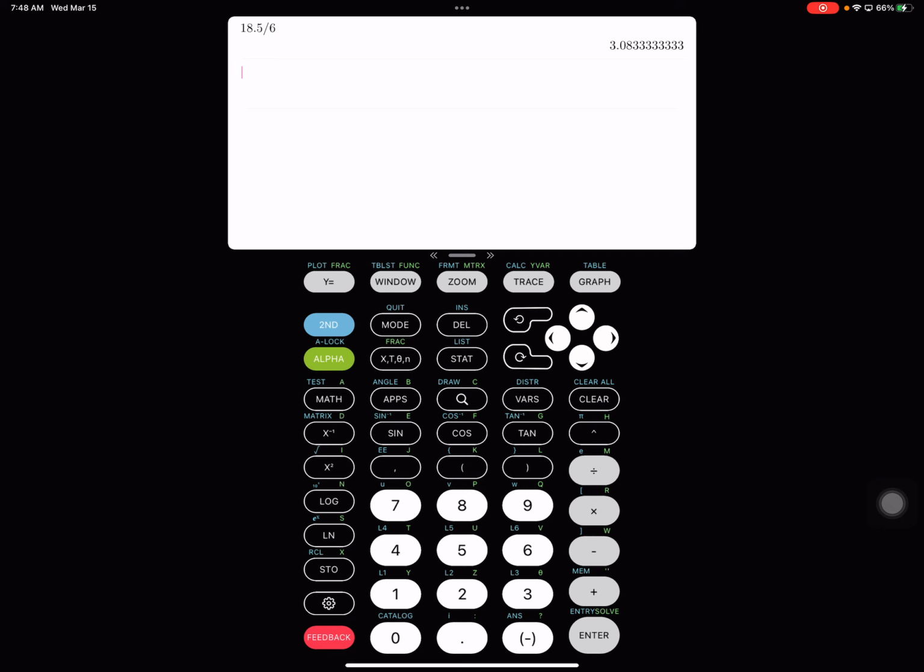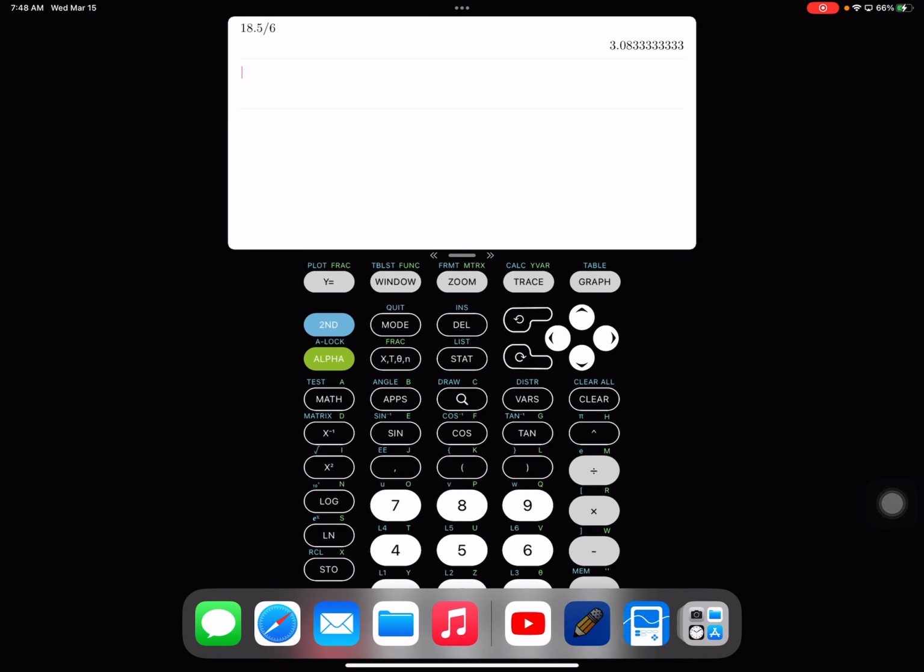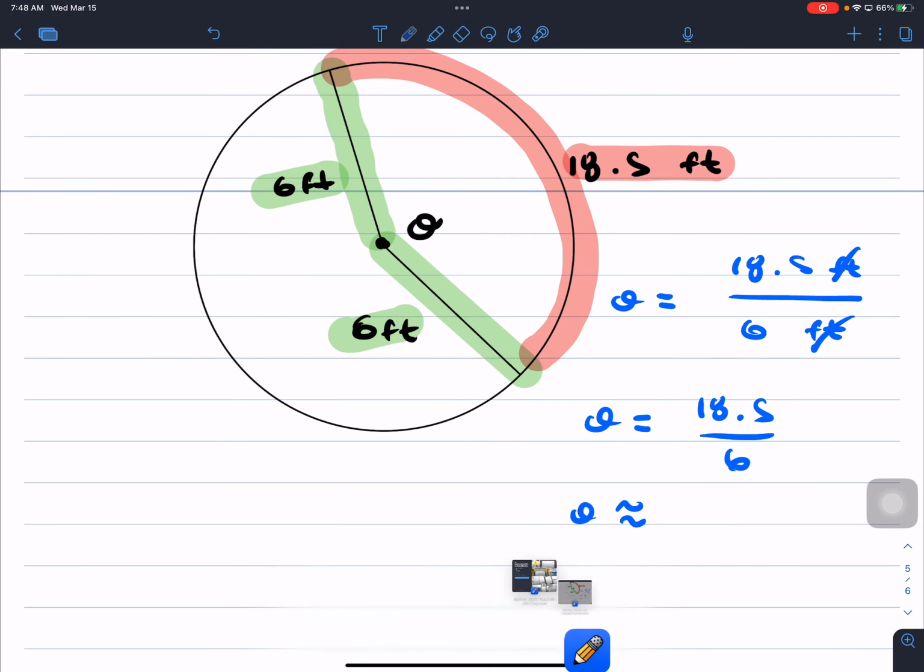And what do you got? 3.08 what? Okay, is that 3.08? I can't see that. Okay. 3.08. Is that true?